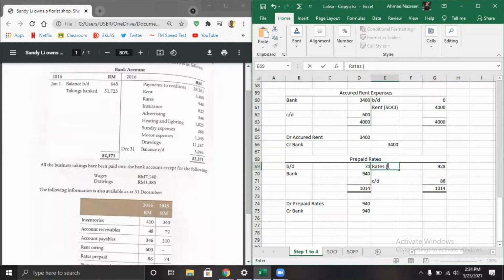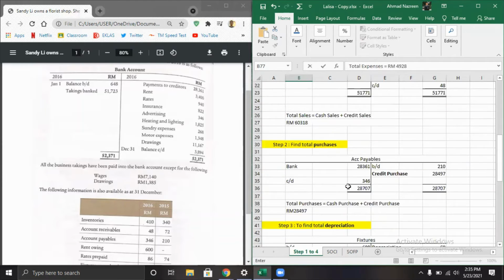For the total expenses, we just sum up the rent and rates, 4,000 ringgit plus 928. We shall get the total expenses of 4,928 ringgit. Okay, that is all for steps 1 to 4.